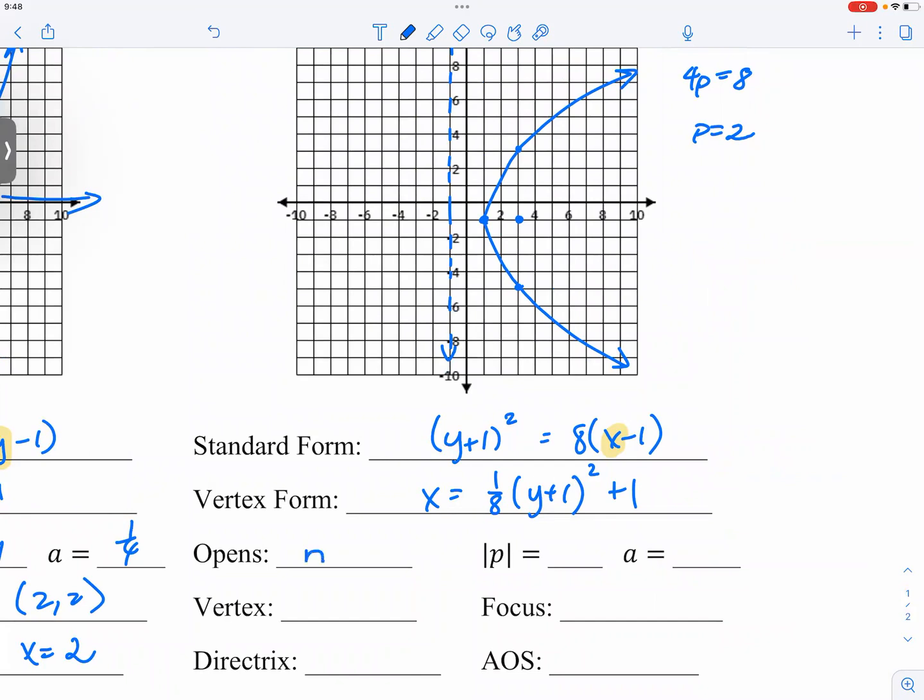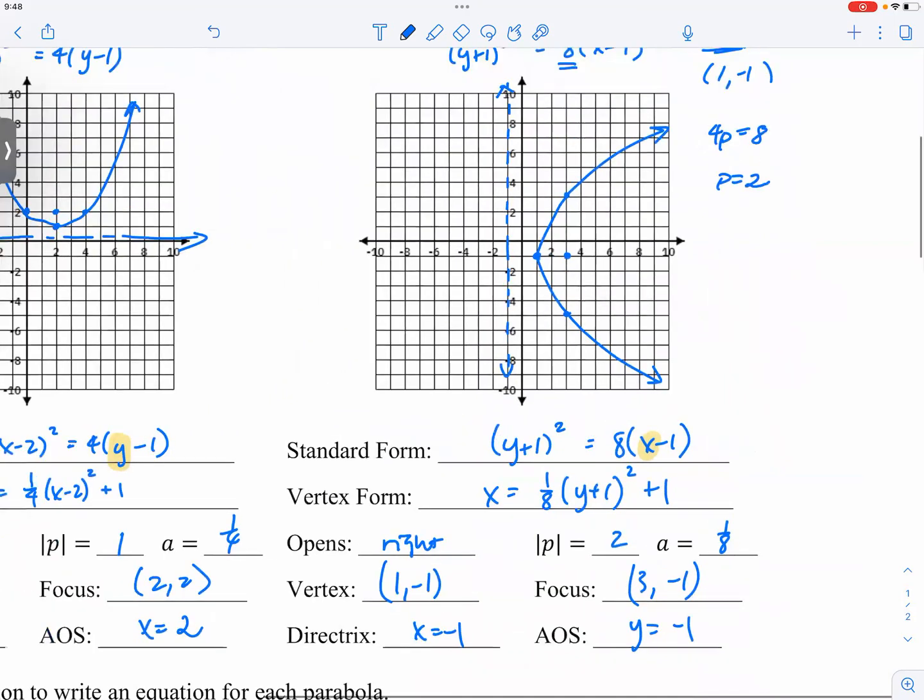You know it's going to open right. P is equal to 2. A is equal to 1/8. Vertex is going to be 1 comma negative 1. And the focus is 3 comma negative 1. Directrix is x equals negative 1. Axis of symmetry is y equals negative 1.